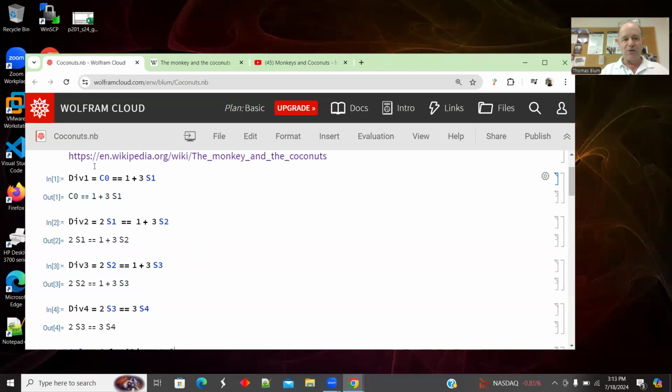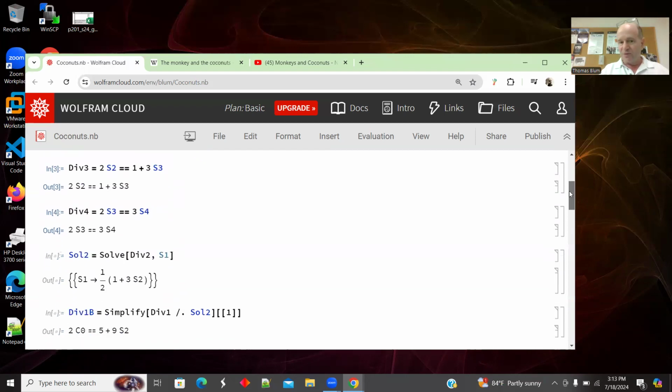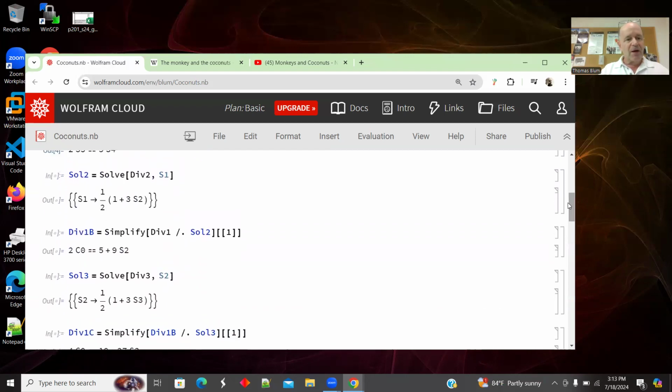And that first equation will be in terms of C and S3. And then I'll do it one last time, solve div4 for S3 and substitute it in. And then I will get an equation that is just C0 and S4. So solve, substitute, solve, substitute, solve, substitute.